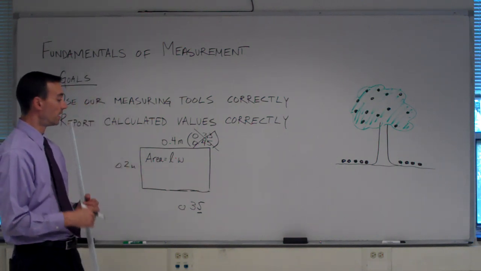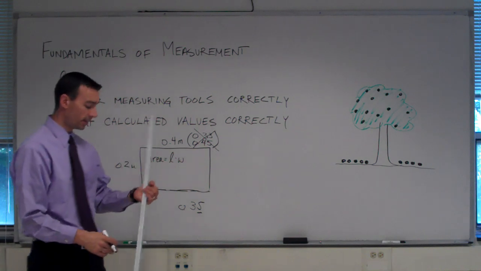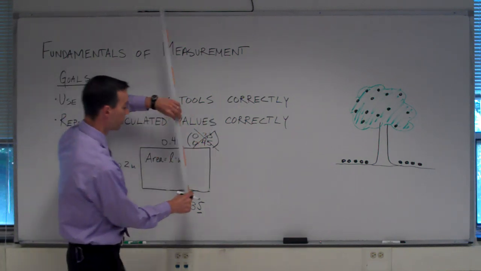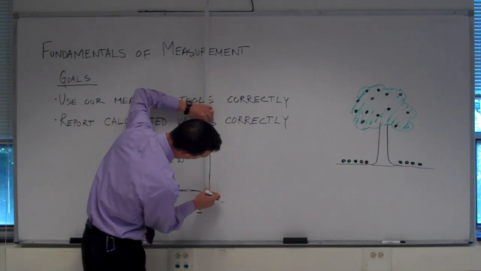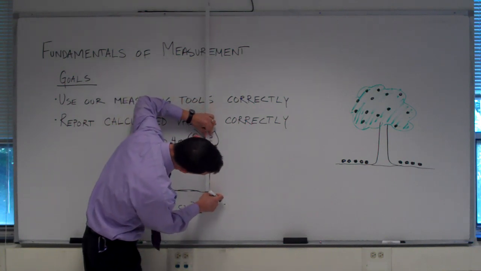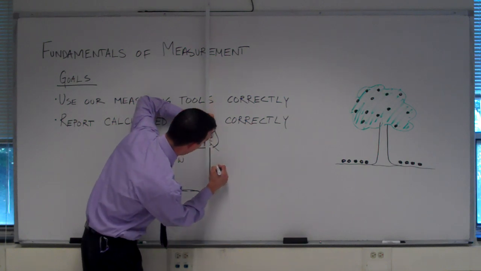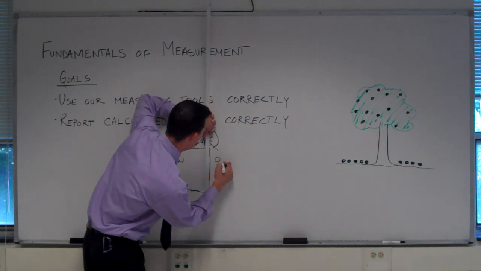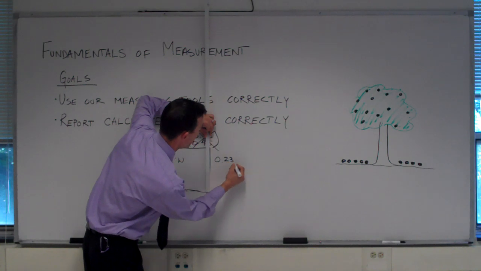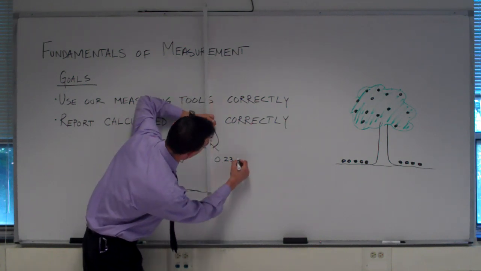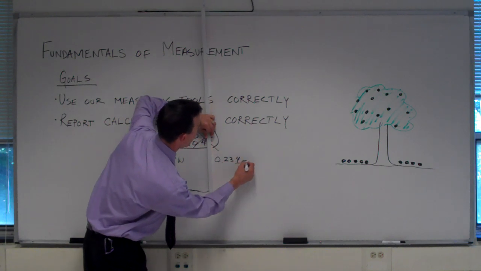Okay? Let me use a more accurate side. How about I use side C, where my centimeters are clearly marked out? Now I can see that in centimeters, it falls between 23 and 24. So that would be 0.23. And again, I'm going to have to guess at that last place. I think it's maybe 2, 3, 4.